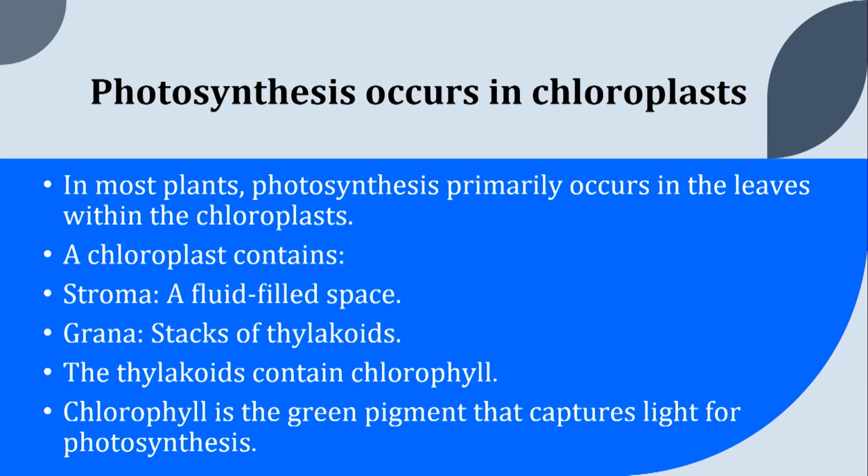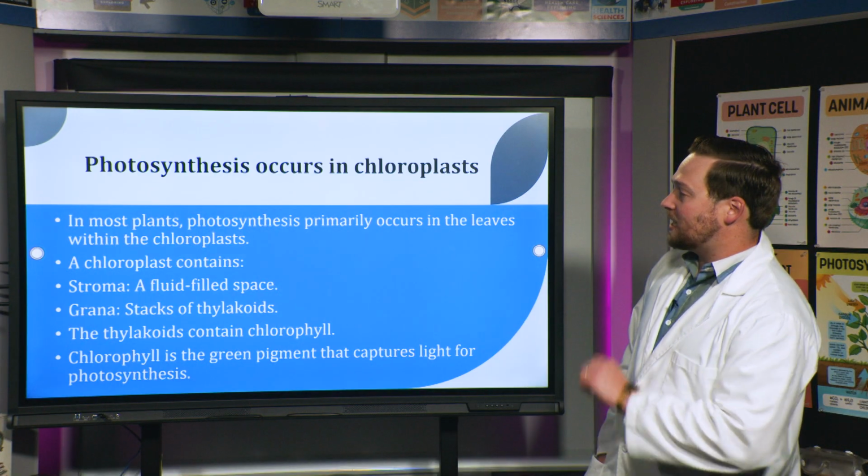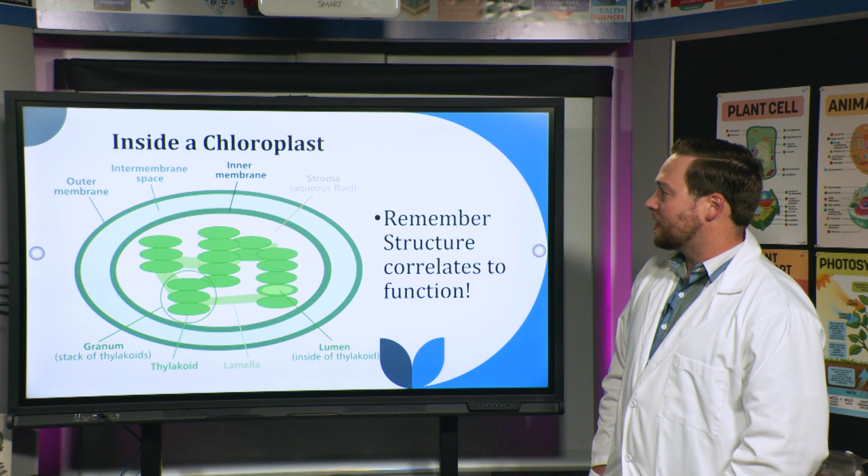Okay, so one pancake-looking thing is called a thylakoid, and a stack of thylakoids is called a grana. The thylakoids are where the chlorophyll is, and chlorophyll is the green pigment that captures light for photosynthesis. So if this is confusing, just hang in there with me. I've got a worksheet we're going to do with this towards the end of the class. I'll try to clear things up in just a second.